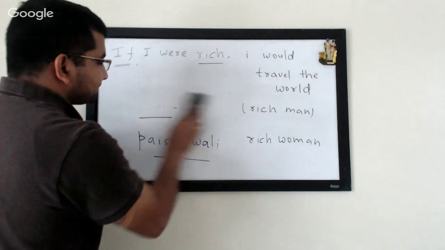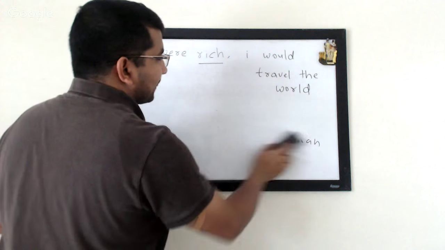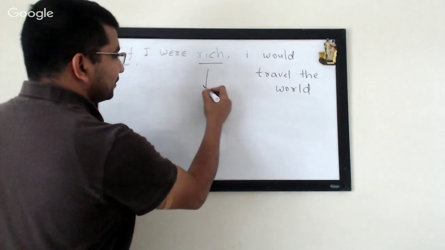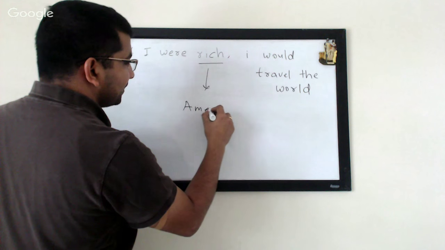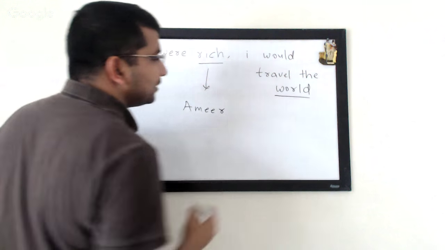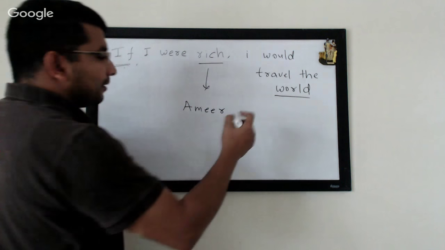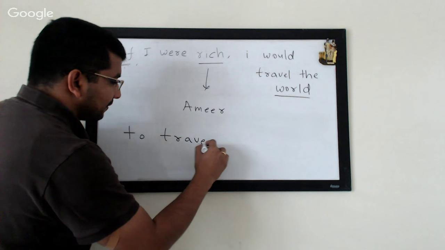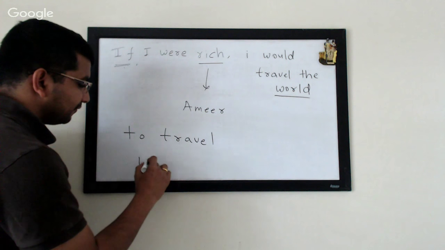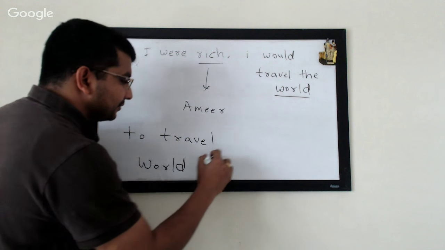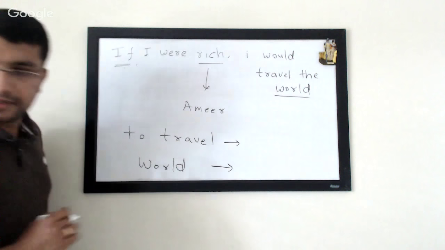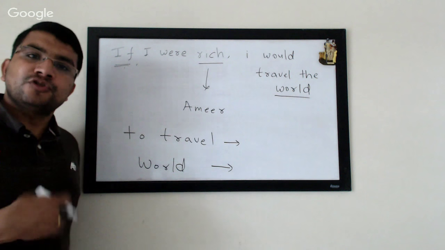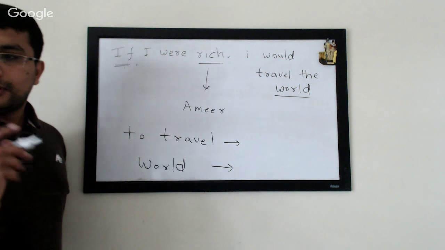So after that, you know the word for this one, Amir. Now, the second one is world, travel the world, right? The word here is to travel, and world is also another vocabulary word that you need to know. To travel, some of you use chalna. Chalna is to walk. To travel is another word, right?